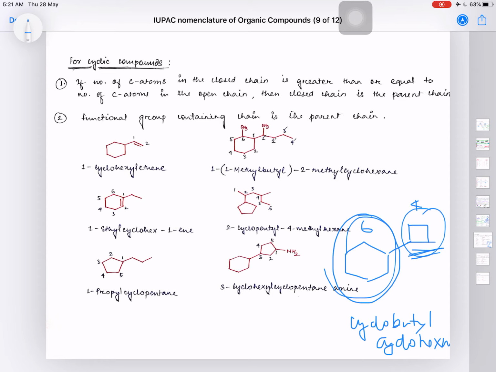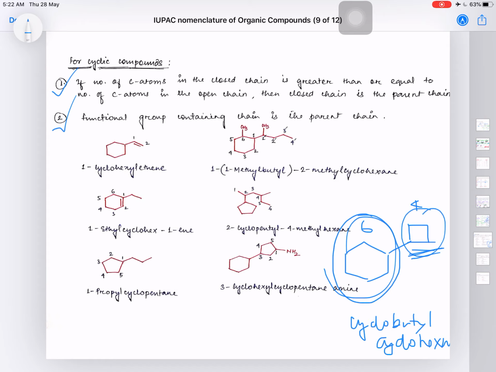And the second rule you have to follow is, if you have functional groups present, you have to check in which chain it is present. If it is present in the open chain, that will be your parent chain and the cyclic ring will be your substituent. If you have a functional group present in the cyclic ring, then the cyclic ring will be your parent chain. So let us come to these examples.